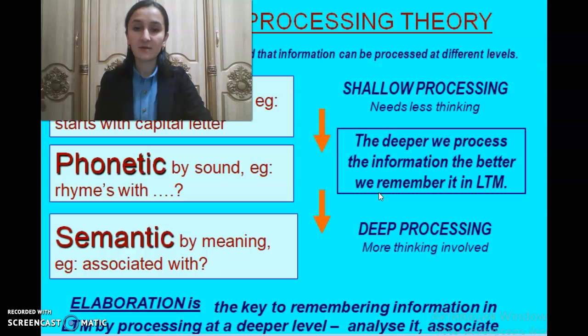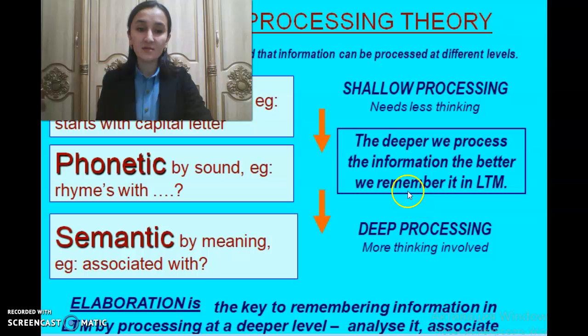Here we have the levels of processing theory. As I said, we will continue with the levels of processing theory. They are visual, phonetic, and semantic. When we say visual, we understand that we accept it by its appearance, in the phonetic by sound, and semantic means the meanings of the words. So we can accept it by the meanings of the words.